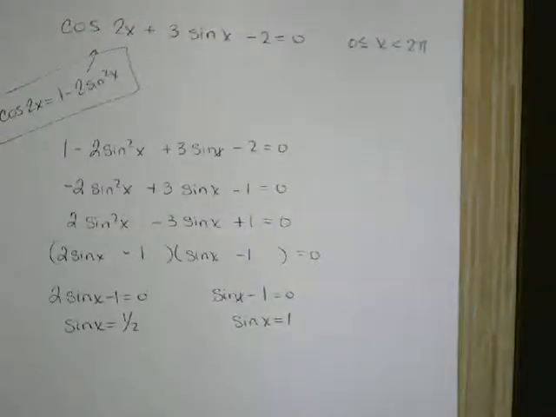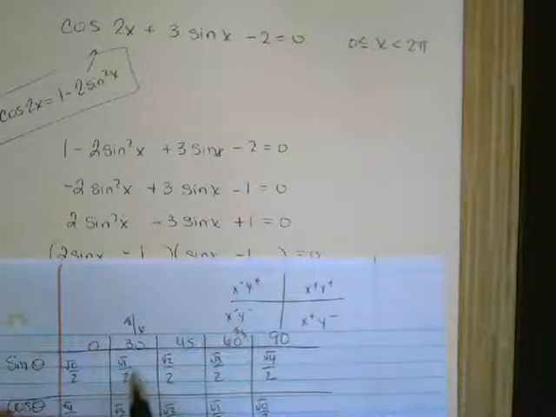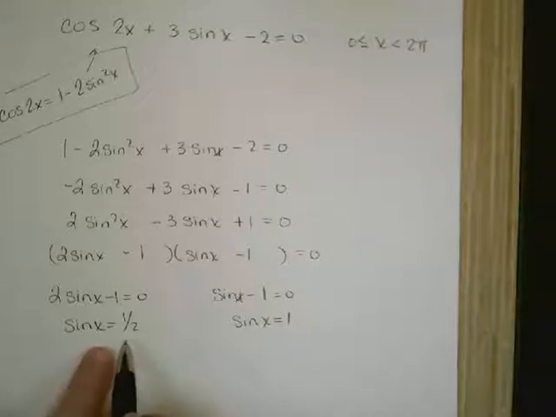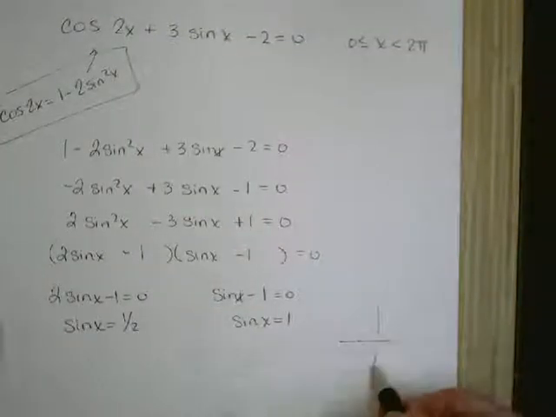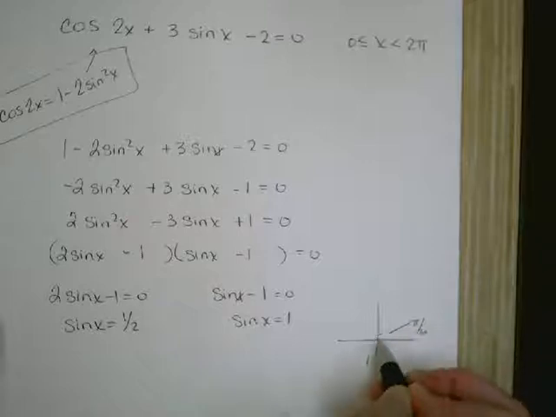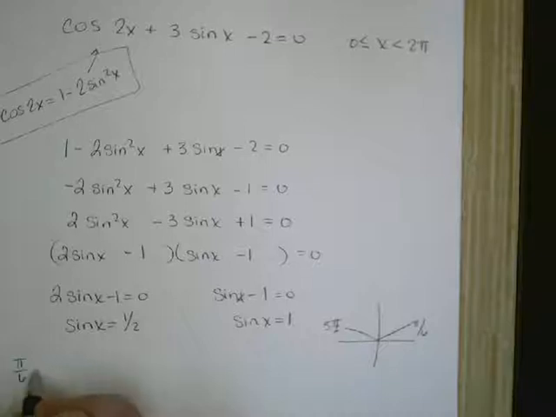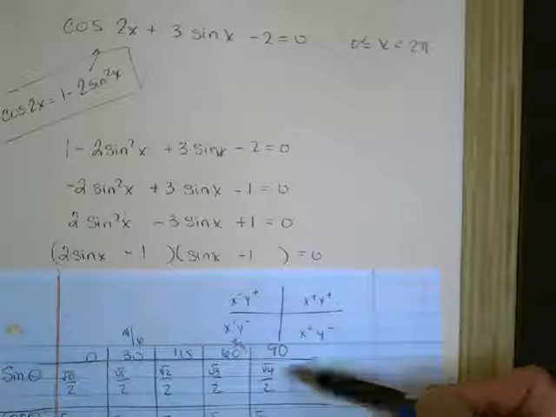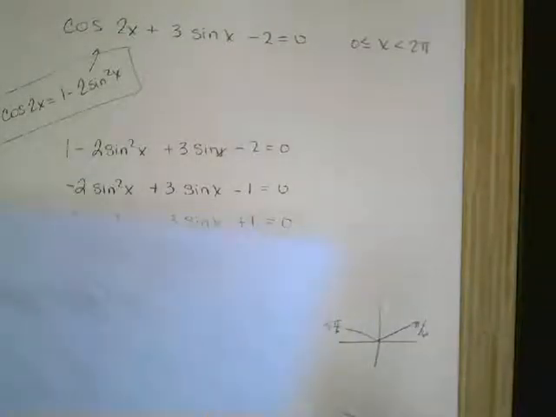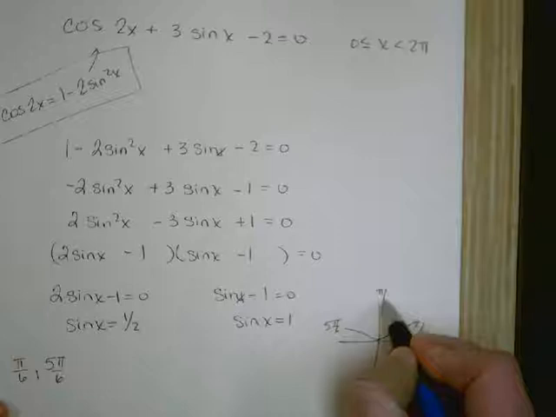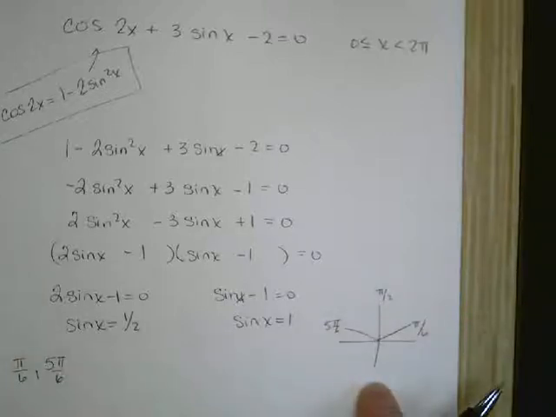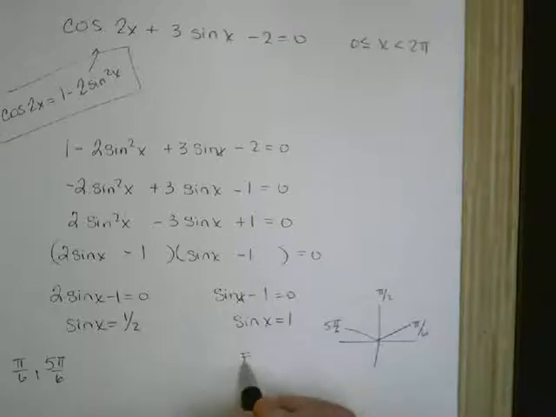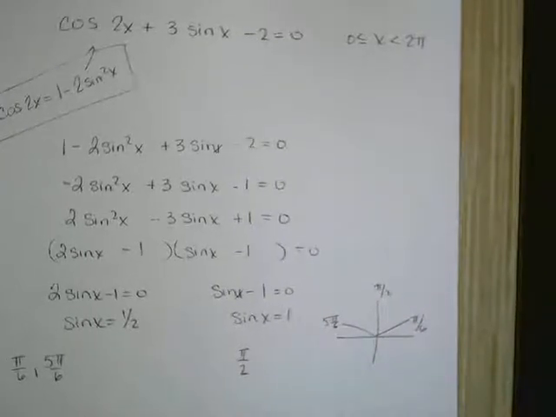So, sine is 1/2 at pi over 6. It's positive. Those are quadrants 1 and 2. So it's positive at pi over 6 and at 5 pi over 6. So those are my two there, pi over 6 and 5 pi over 6. Sine is equal to 1 at 90 degrees, or at pi over 2. So pi over 2 is another answer. 3 pi over 2 is not going to work because it would make it be -1. So this has a solution of pi over 2. So those are my 3 answers there.